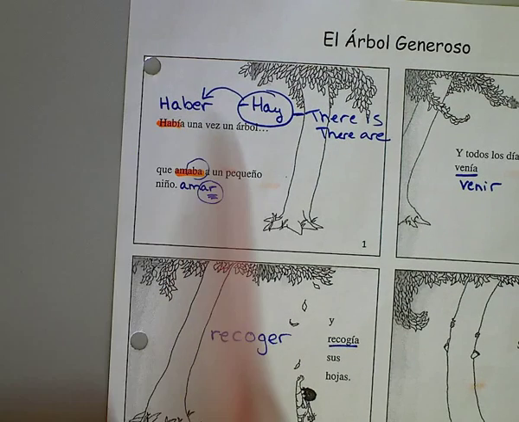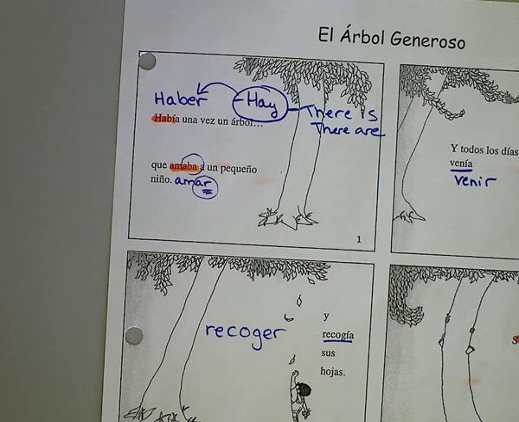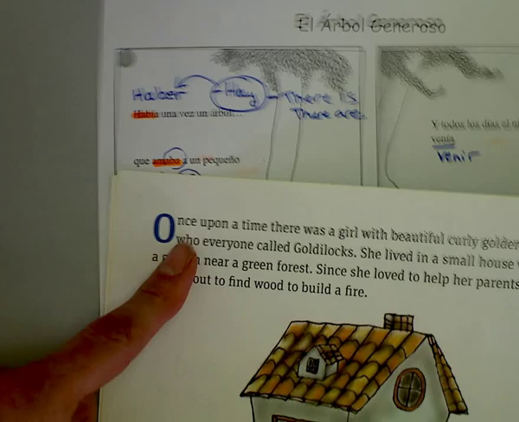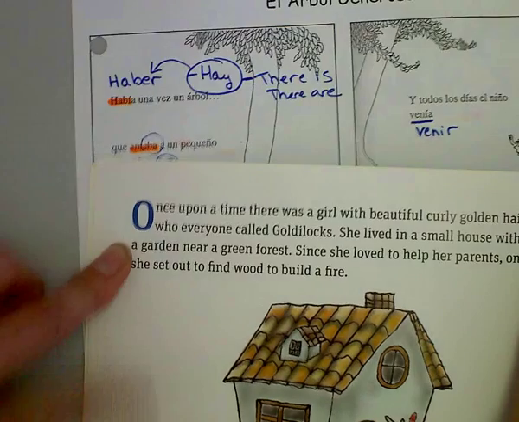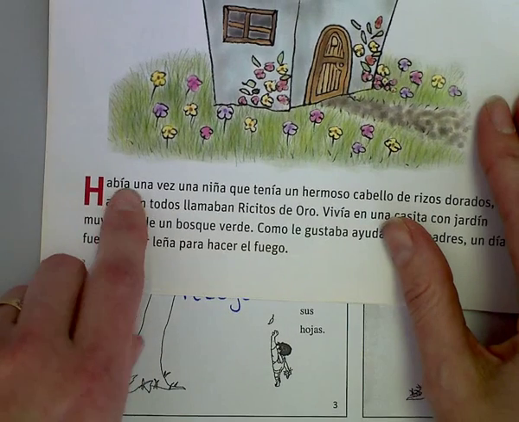Does that sound like a familiar story to you? How about any cuento that you would read? What's the first thing you typically will hear? Look at the picture. Guess what you just learned how to say in Español. Once upon a time. And guess how we say that in Español? Había una vez.